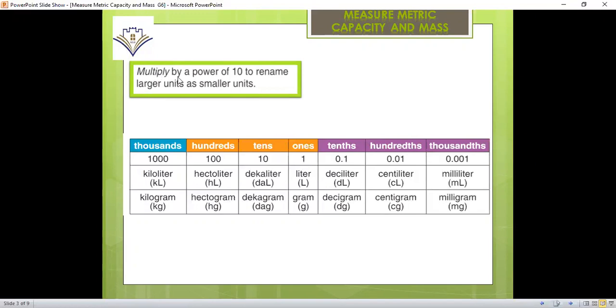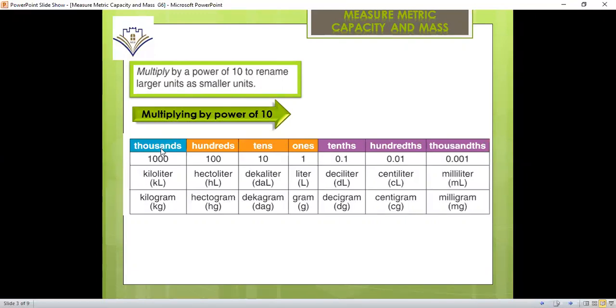We should multiply by a power of 10. Why? When we rename a large unit as a smaller unit. If you go this way, multiply by 10: 1 multiplied by 10 equals 10, 10 multiplied by 10 equals 100, 100 multiplied by 10 equals 1000. Each step, multiply by 10. And the opposite is divide. When we rename a large unit as a smaller unit in this direction, we multiply by 10, multiply by 10, multiply by 10.